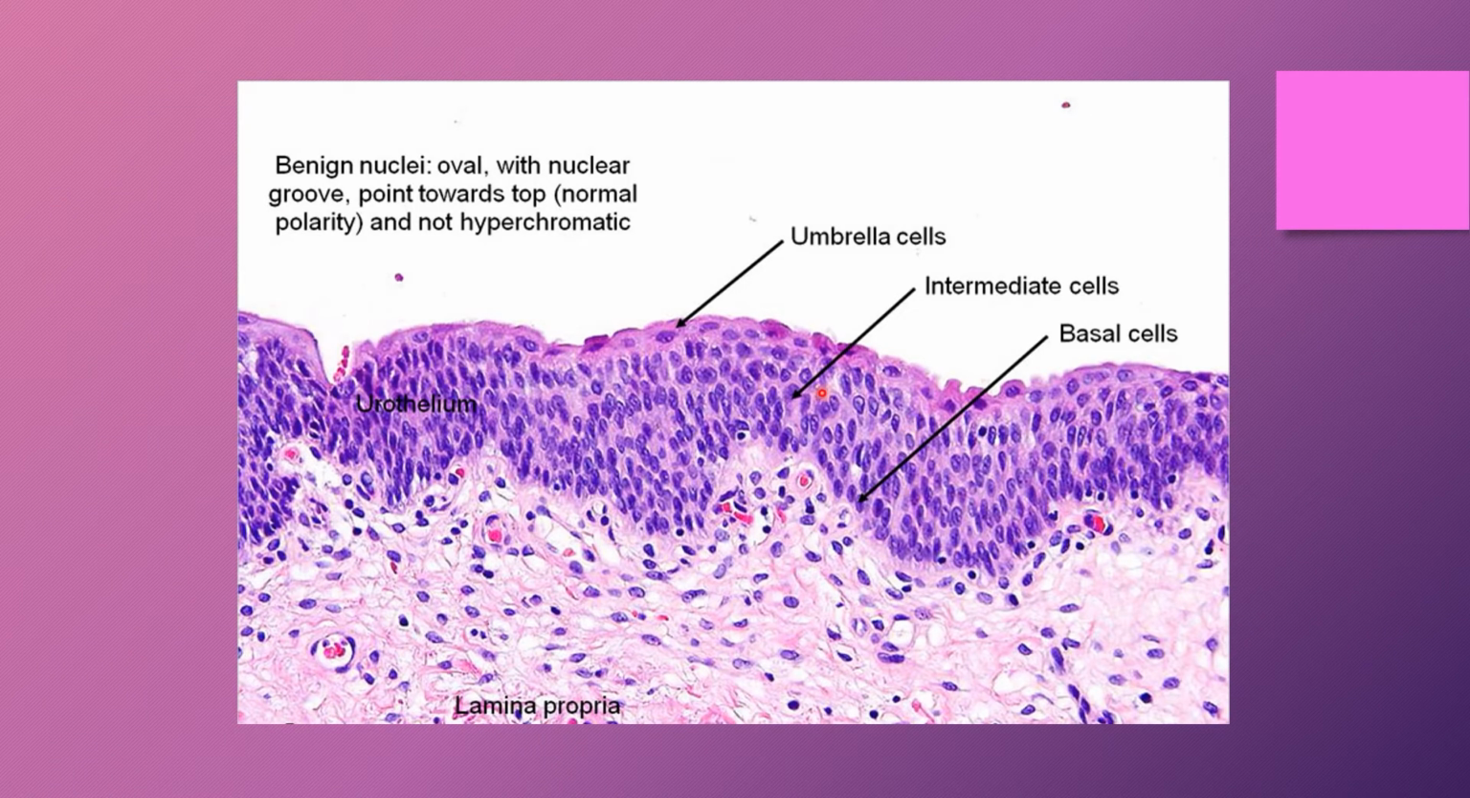stretched state the cells become flattened, the cell's shape changes, so the epithelium appears to be only 2 or 3 cell layers thick. So that is because of the change in the shape of the cells that this epithelium is able to stretch. This is one of the important properties of the transitional epithelium. The basal cells, the intermediate pear-shaped cells and the umbrella cells. And then below that you can see the lamina propria.